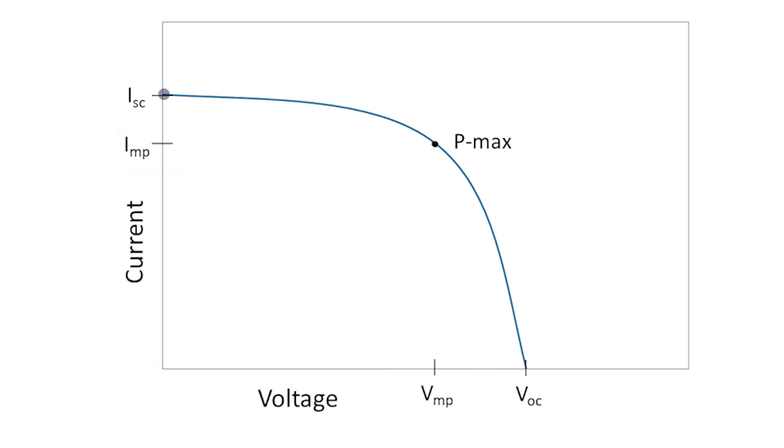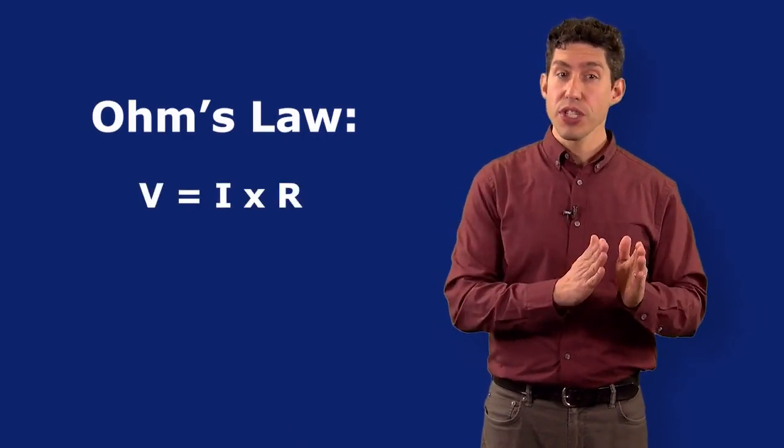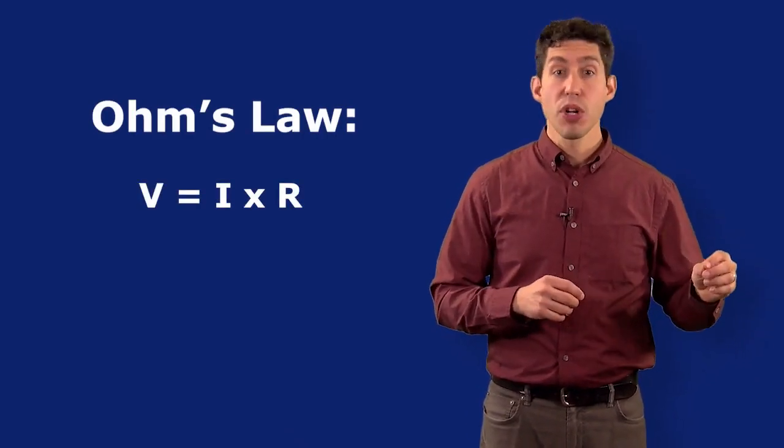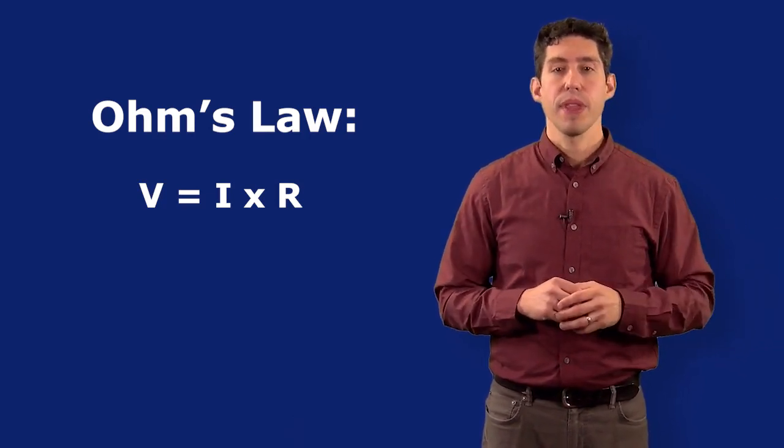In reality, we can continuously add resistance and measure the current and voltage and calculate the power at each point, with the largest product being the maximum power point. Well, why does this work? The photovoltaic follows one of the fundamental laws of electricity, Ohm's law, which states that voltage is equal to the current multiplied by the resistance, or V equals IR.